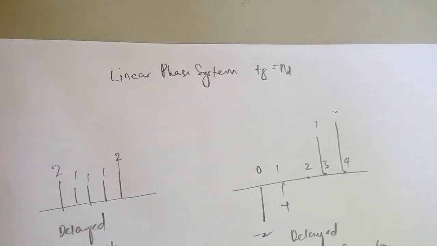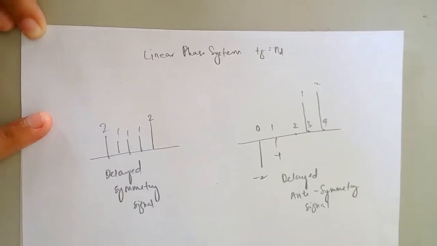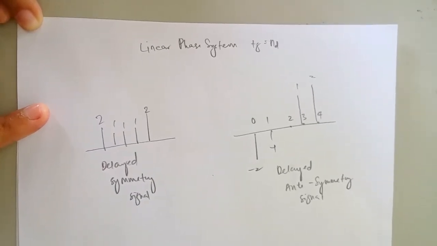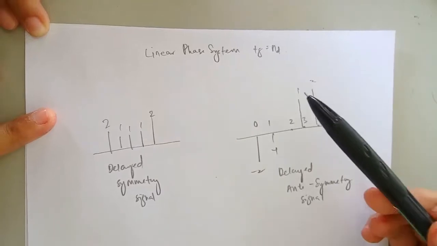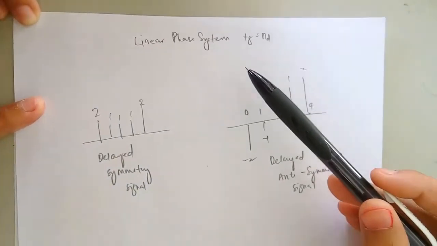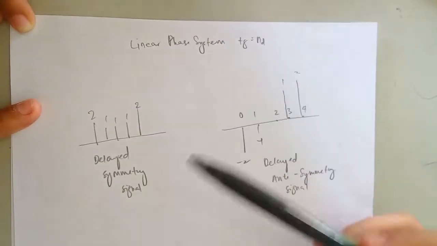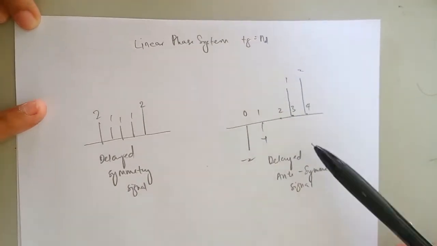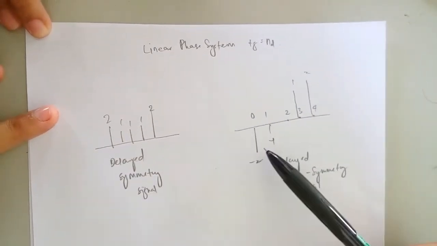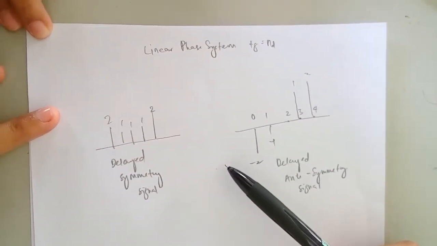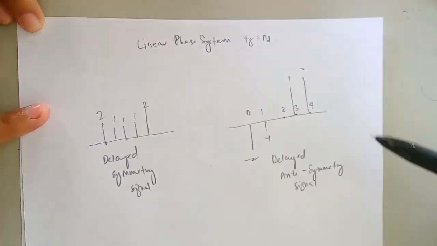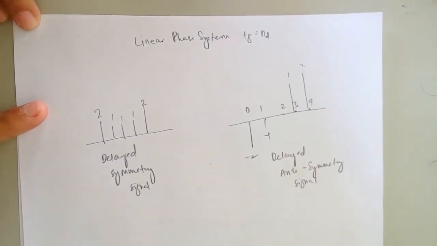Assalamualaikum and hi everyone. We are from group 7 and today we would like to explain about linear phase system, which is where the group delay is equal to the time delay. There are two delayed signals, which are the delayed symmetry signal and the delayed anti-symmetry signal. This graphic shows an example of the delayed symmetry signal and delayed anti-symmetry signal.